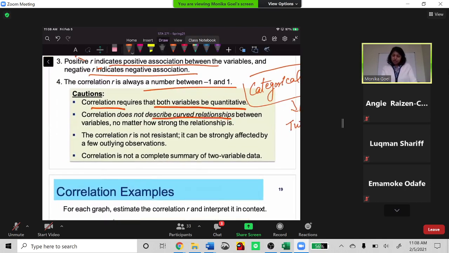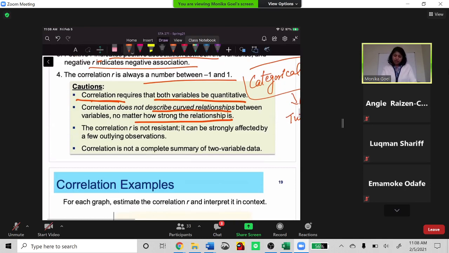Correlation does not describe curved relationships. Correlation is a name for linear relation. So anything other than linear, we are not talking about correlation, no matter how strong that relationship is. It is not correlation. Correlation is not resistant. It can be strongly affected by a few outlying observations, and it is not a complete summary of a two-variable data set. Correlation alone is not enough for a bivariate data set. We need to know the mean and standard deviation for both variables.